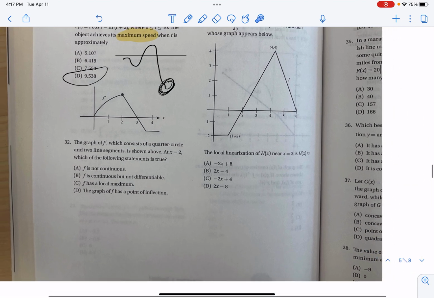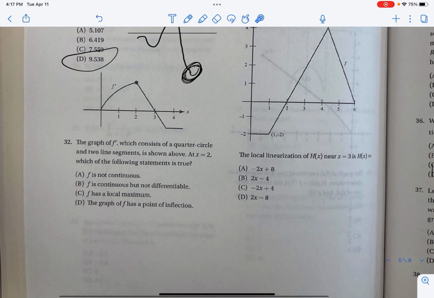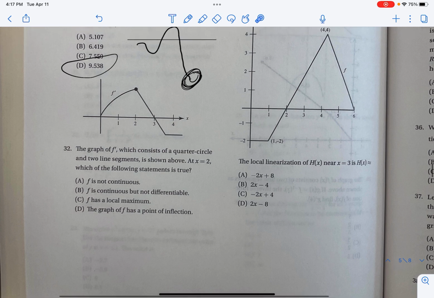Okay, number 32. I will point out many of these problems on the calculator section don't require calculators. This looks like one of them. So here is the graph of f prime. And it's asking what's true at x equals 2. So at x equals 2, f prime has a value. If f prime has a value, it means f is differentiable there. And if f is differentiable at 2, it's also continuous. So this can't be right. F is definitely continuous at 2 because f prime of 2 exists.